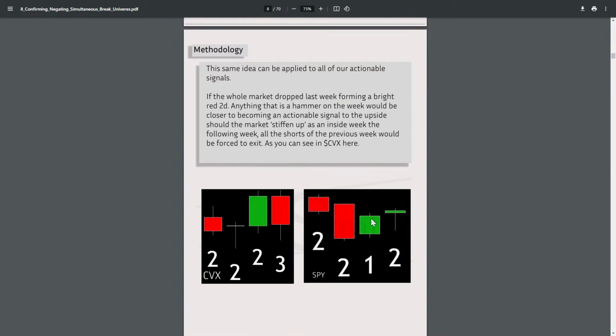And the same idea can be applied to all of our actionable signals. So if the whole market dropped last week, forming a bright red 2 down, like this bright red 2 down, anything that is a hammer on the week, which would be close to triggering a 2 down, 2 up actionable signal. So should the market stiffen up as an inside week the following week, all of the shorts of the previous week would be forced to exit, as you can see in CVX. So CVX went 2 down and then 2 up. So anybody who is short within this has to exit because they're no longer correct. And we know where their stops go.